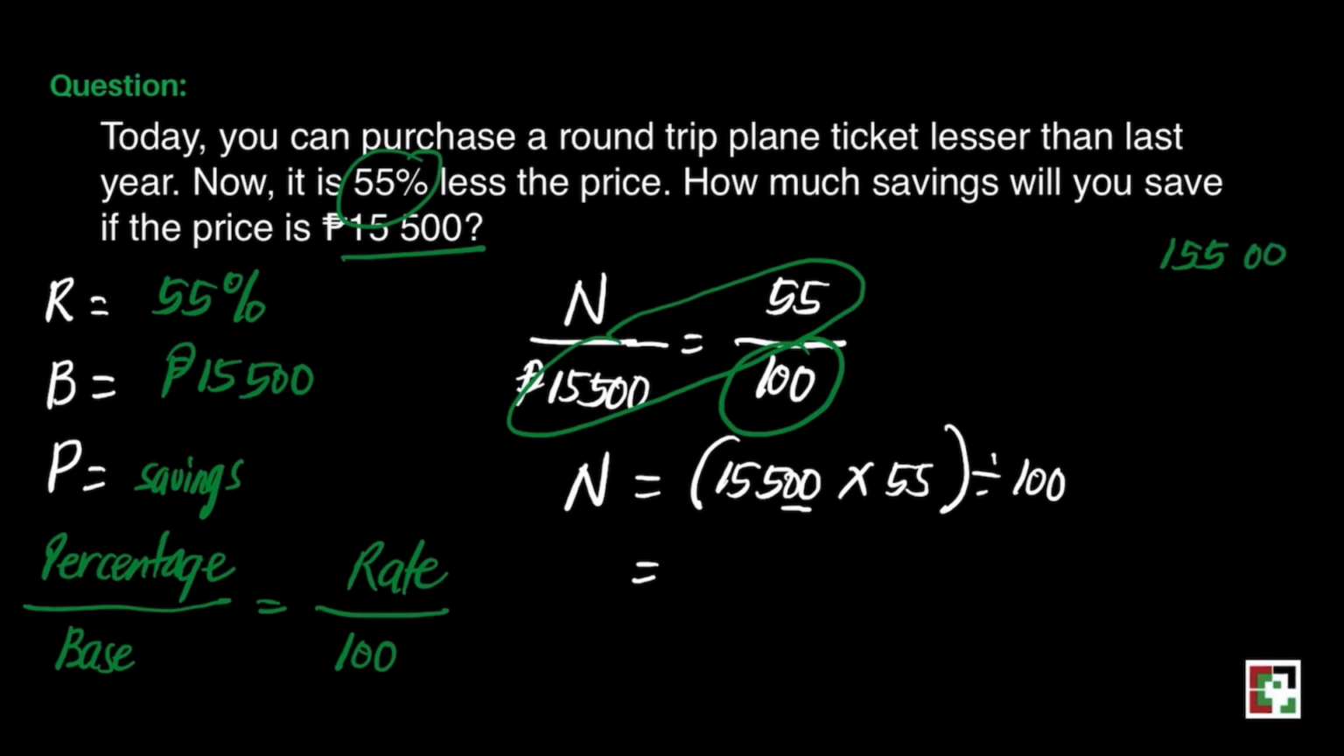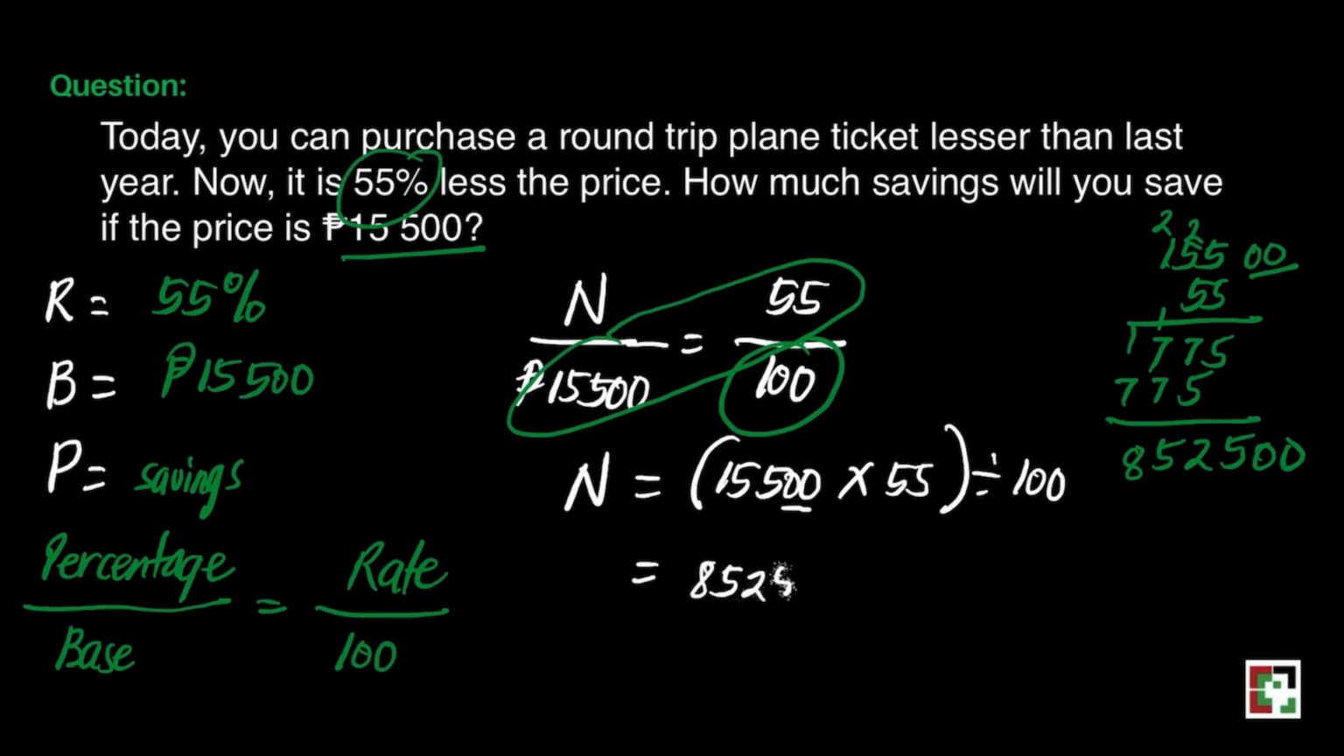We're ready to multiply 15,500 times 55. We may not include the 0 first, and we'll just affix the 2 zeros later when we are done multiplying, because that's one of the easiest way we can do to make things faster. What we have here is 8,525, then we can just affix the 2 zeros. That will be 852,500 divided by 100. Cancel the 4 zeros.